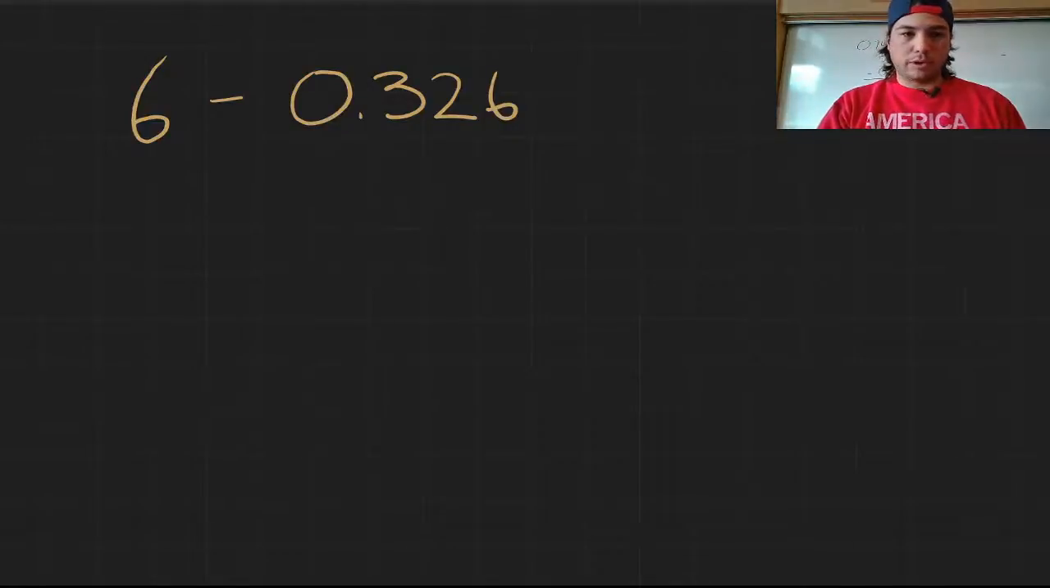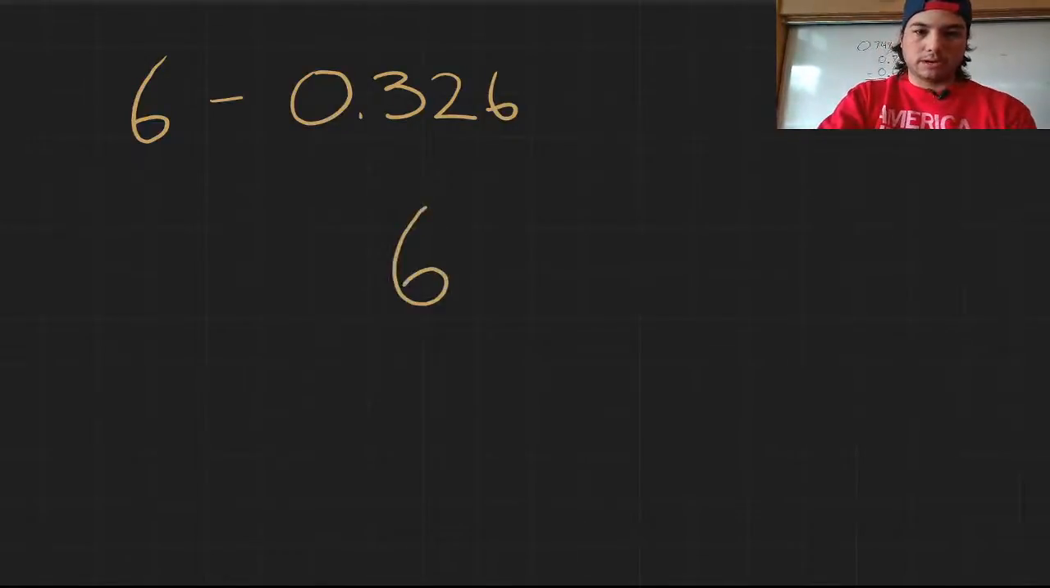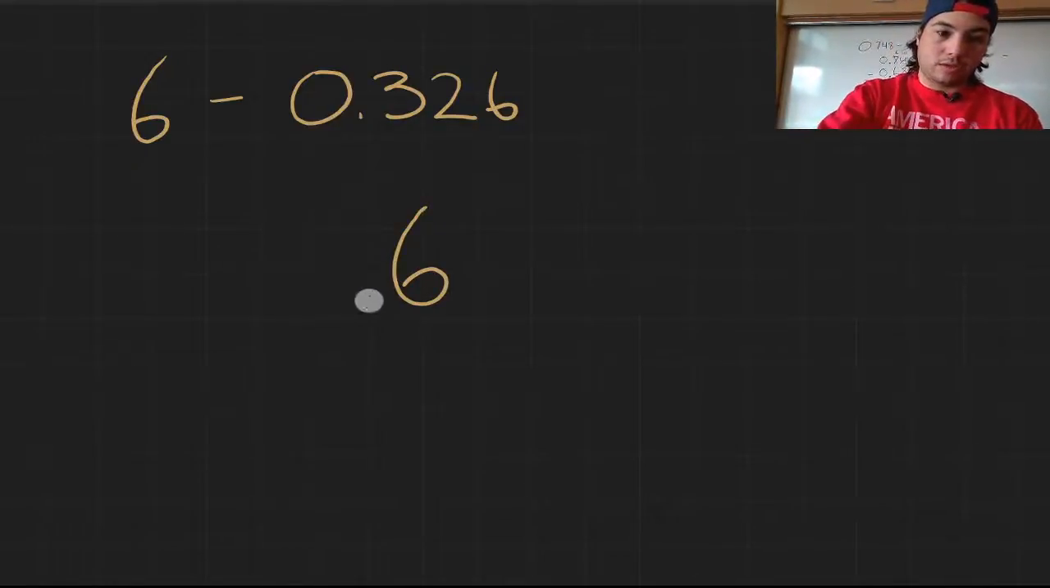Mars says add a decimal point. Well, I can't just add it anywhere, right? I can't add it here. That makes it 6/10, right? We've got to add it in the correct spot.